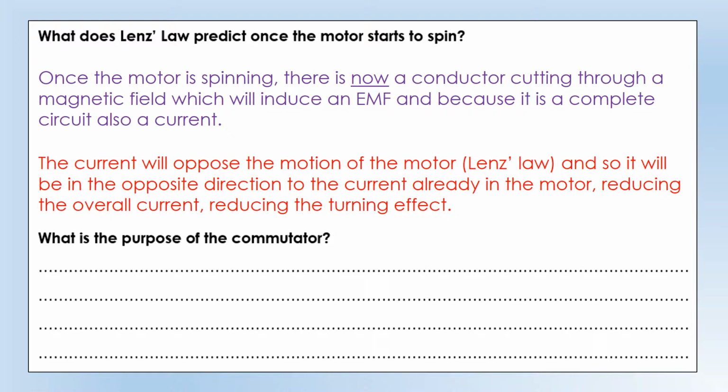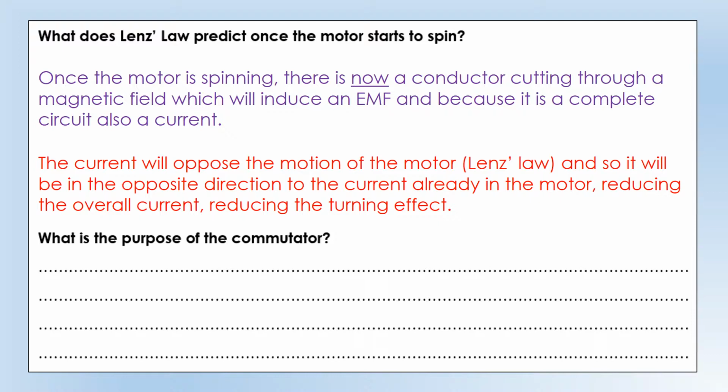So remember, to get the motor to spin, we had to put a current through the coil in the motor. So that's what we're talking about when we talk about the current already in the coil. Lenz's law tells us we're going to induce another current, but in the opposite direction. So the effect of it is to reduce the current inside the coil, and that reduces the turning effect. So that reduces your maximum spinning speed as well. So that's what Lenz's law tells us about the motor.